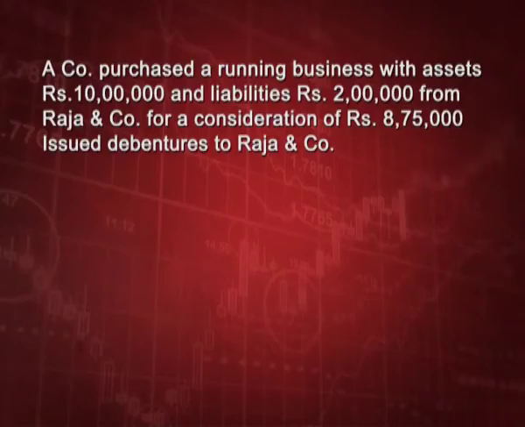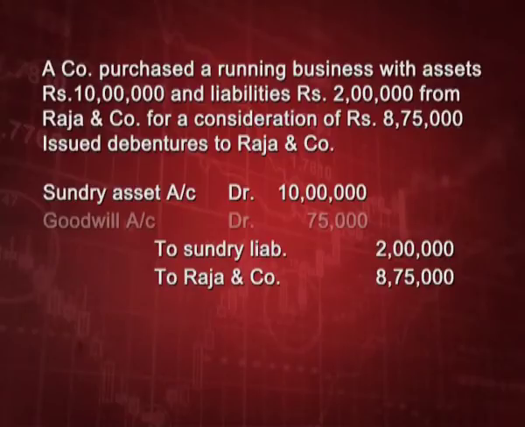A company purchased a running business with assets of 10 lakh and liabilities of 2 lakh from Raja and Company for a consideration of 8,75,000 and issued debentures to Raja and Company. The first entry will be sundry asset debit 10 lakh, to sundry liabilities 2 lakh and to Raja and Company 8,75,000. Now, the difference 75,000 on the debit side will go to goodwill account, and that is the balancing figure.